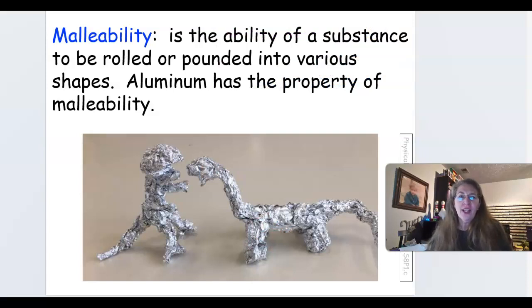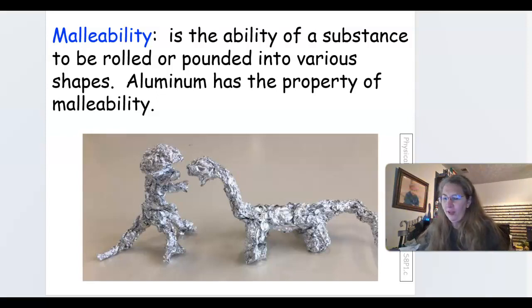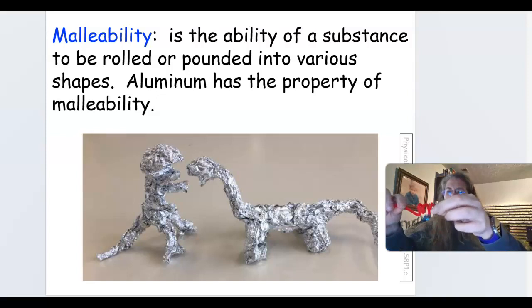So the next physical characteristic is malleability. It's the ability of a substance to be pounded or shaped into a different shape. My Play-Doh is very malleable. I can squeeze it and it's going to change the shape and take the form that I want it to. Same thing with aluminum foil. Same thing with the wire that's in this pipe cleaner. I can twist it and it very easily changes to the shape that I twisted it to.